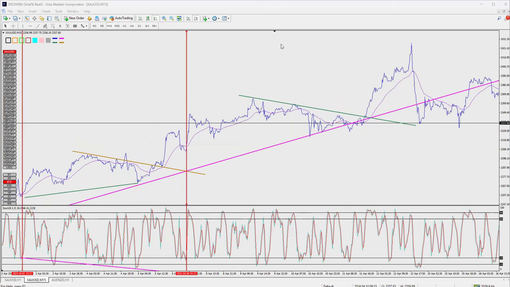Hello, sir, you help me to set divergence indicator. Yeah, it's okay, no problem with that.